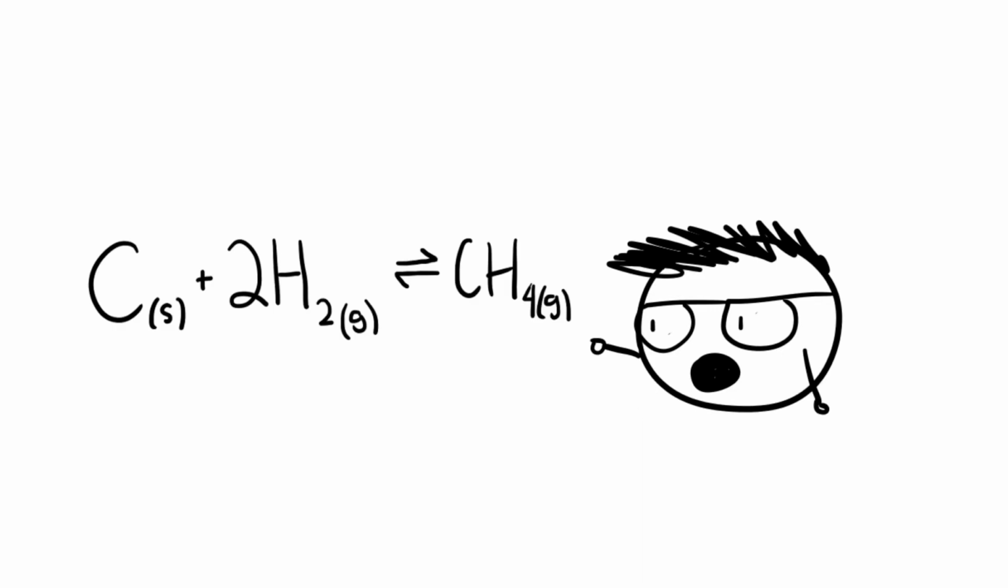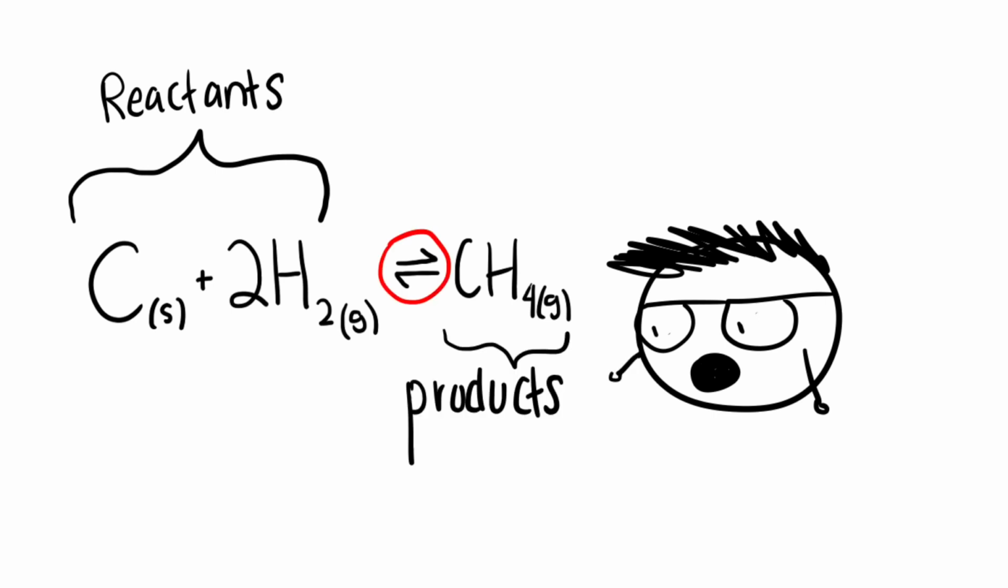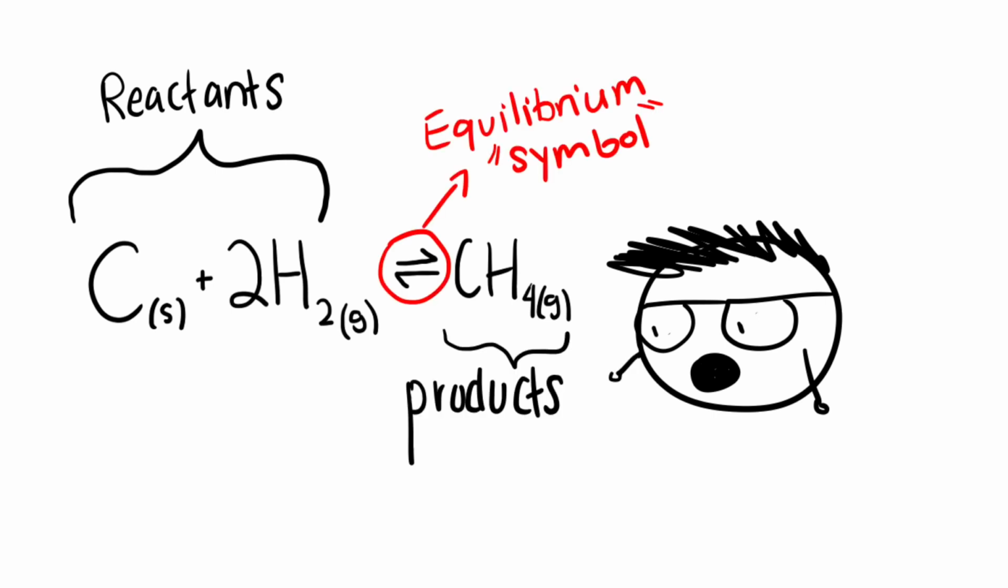This is an example of an equilibrium. The first thing you need to know is that the left side are called reactants and the right side are called products. The two arrows pointing opposite ways is a symbol for equilibrium. Now, what does this chemical formula mean?